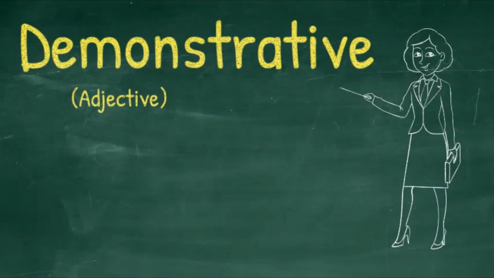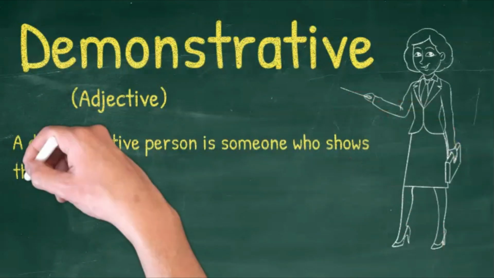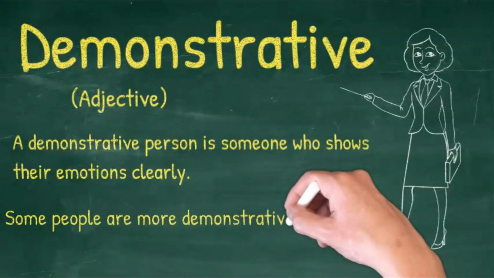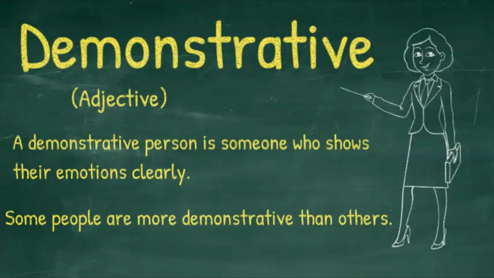Demonstrative is the adjective form. A demonstrative person is someone who shows their emotions clearly. Some people are more demonstrative than others.